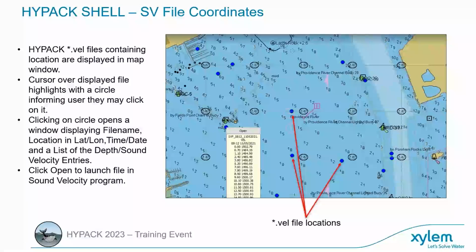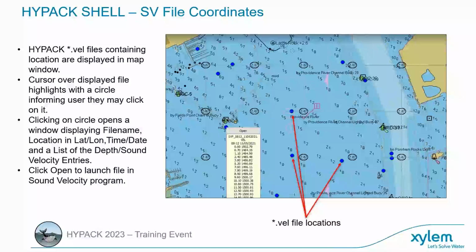So we now can display the locations of our sound velocity files in the shell. I do have to say that you have to have a sound velocity that has your position in it. So if you don't have the latitude and longitude within that file, it won't be displayed. So as long as it's in there, you'll see these little blue dots on the screen now, and you can hover over them and get the information for each sound velocity file.